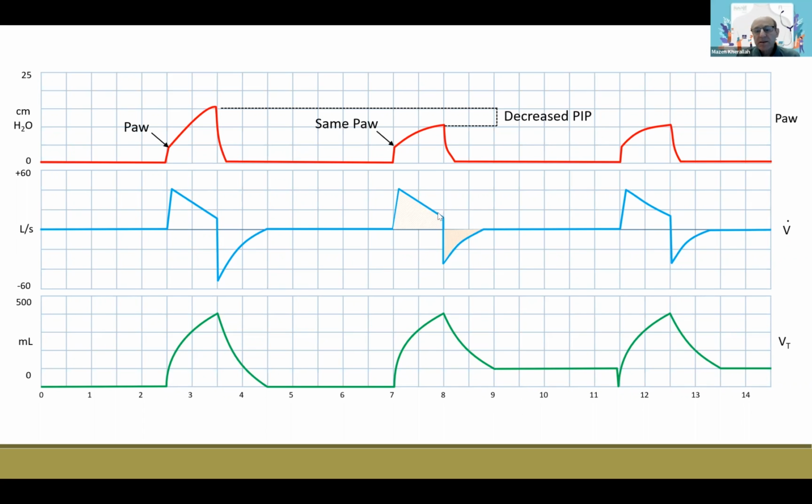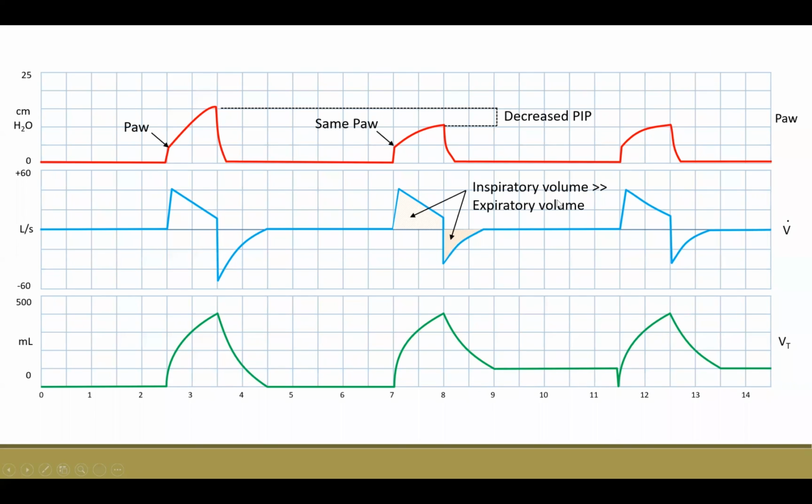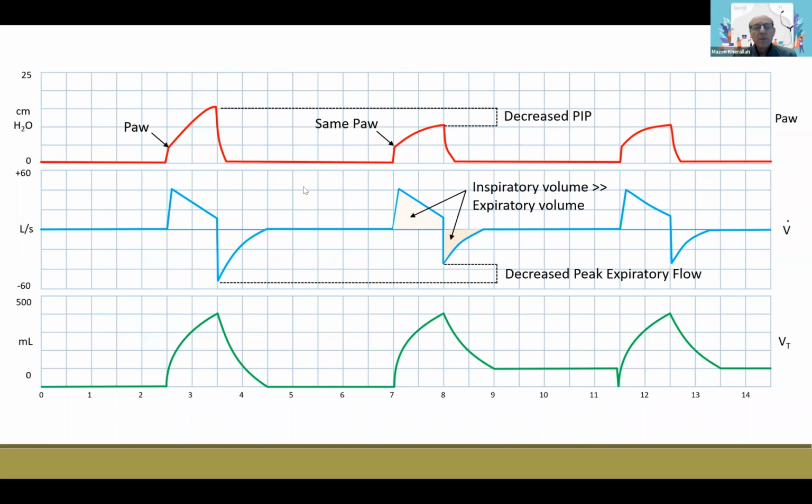And the machine doesn't know that yet. So we'll see how the machine is going to read that. Here what you see is inspiratory volume is larger than expiratory volume. At the same time, you can see that the peak expiratory flow is decreased because we don't have that much volume actually compared to the previous one. You can see here the peak expiratory flow compared to the one that has air leak, it is decreased.